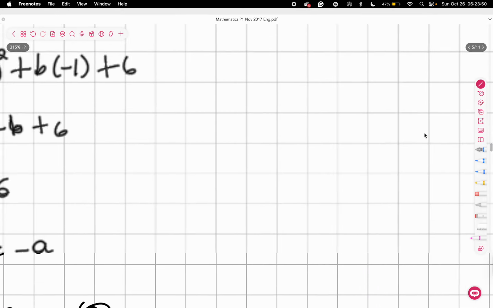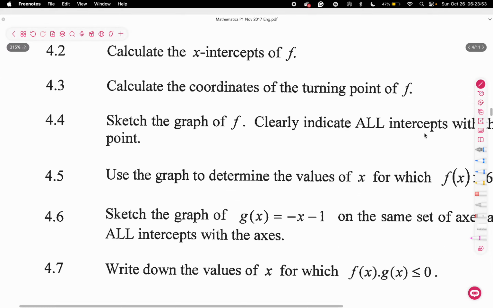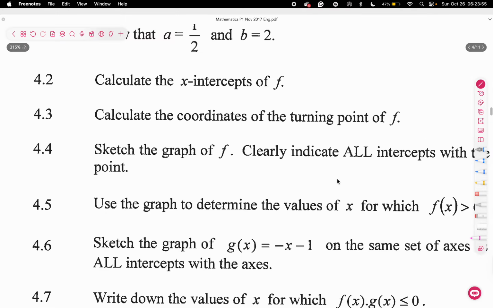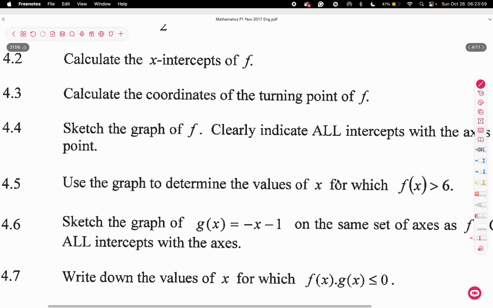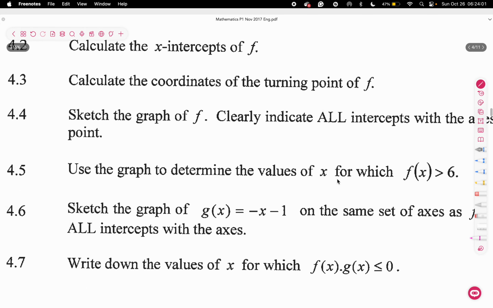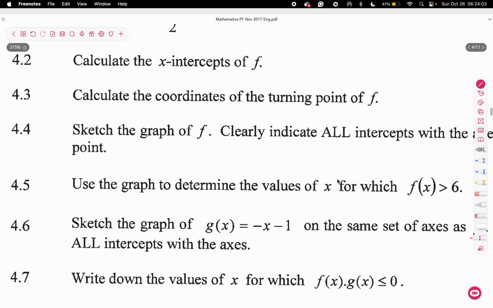So we'll see, is there any question that asks us to do that? Okay, they don't ask us to do anything like that. We are not asked to find the equation of the tangent. So yeah, I'll just leave it there for now.